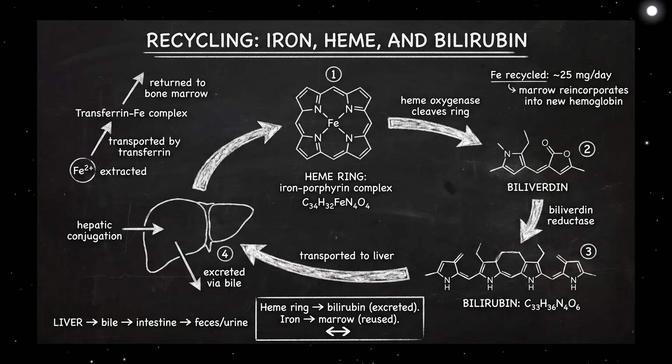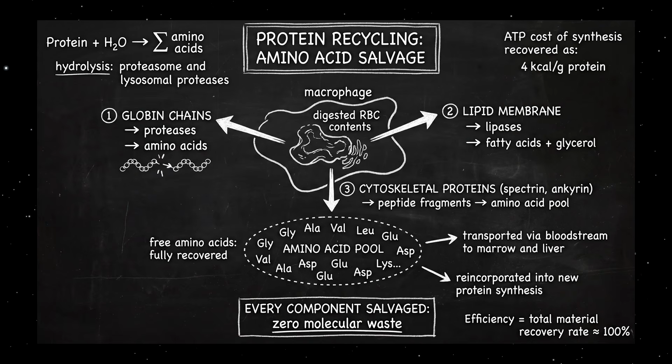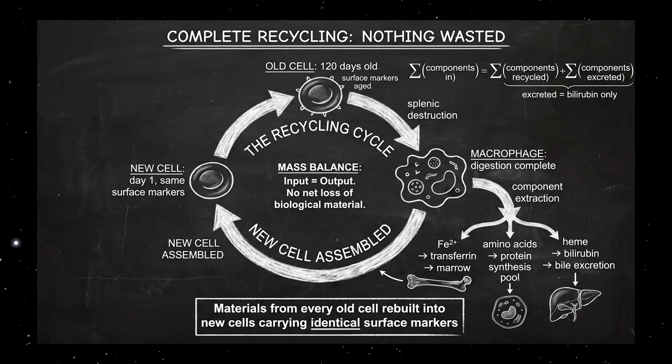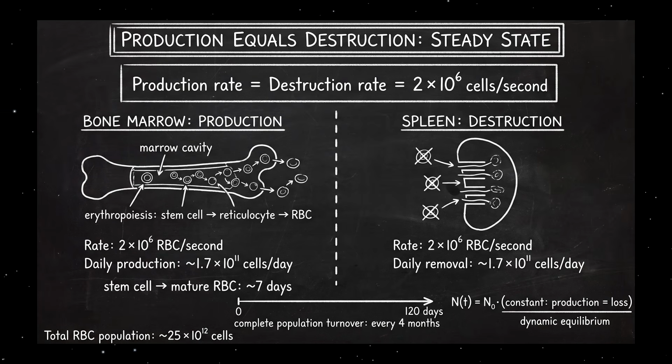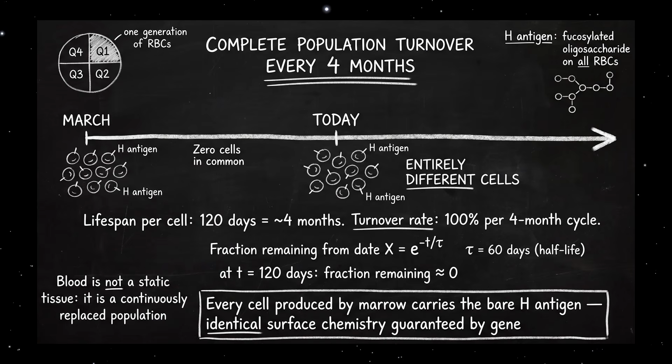The iron is extracted and recycled back to the marrow for incorporation into new hemoglobin. The heme ring is converted to bilirubin, processed by the liver, and excreted through the bile. The protein components are broken down into amino acids and reused. Every component of the old cell is salvaged. The recycling is complete, nothing is wasted, and the materials from every destroyed cell are rebuilt into new cells carrying the same bare surface the gene guarantees. The bone marrow produces approximately 2 million new red blood cells per second to replace the 2 million the spleen destroys per second. Complete population turnover every 4 months. The blood you carry today is entirely different cells from the blood you carried in March.